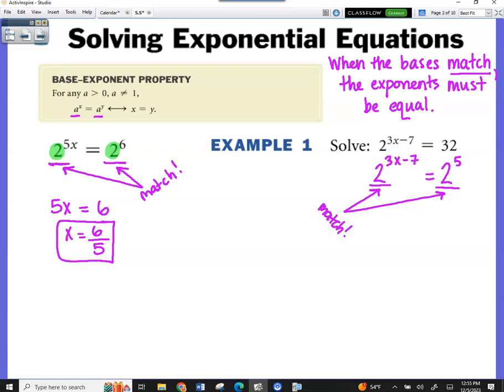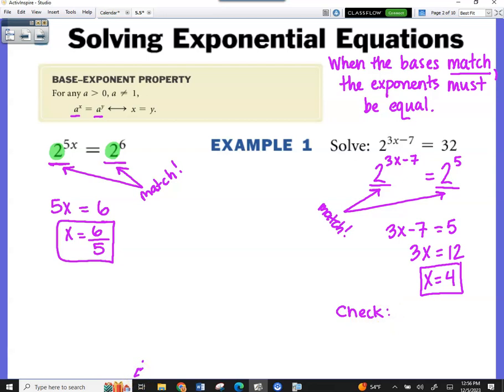Since they match, I can disregard the base and pull the exponents straight down and say, okay, then they have to match. So x has to be 4. The other nice aspect about this section, take that extra 5 seconds to check it.